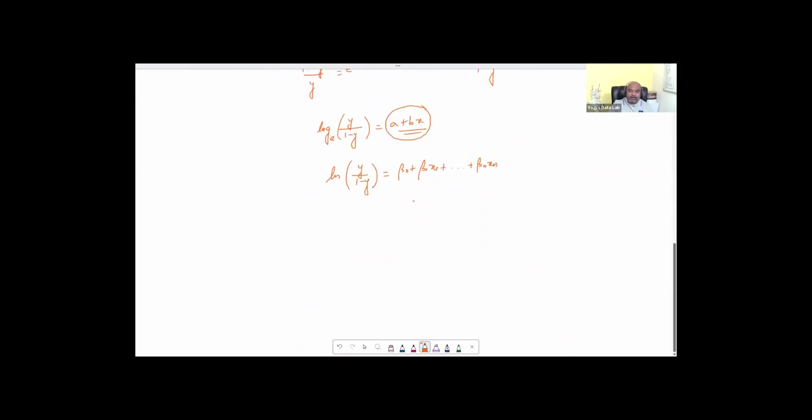So instead of y, if I write ln p by 1 minus p is equal to beta 0 plus beta 1 x1 plus beta 2 x2 up to beta n xn, this equation is the equation for logistic regression, and it is known as the logit equation.